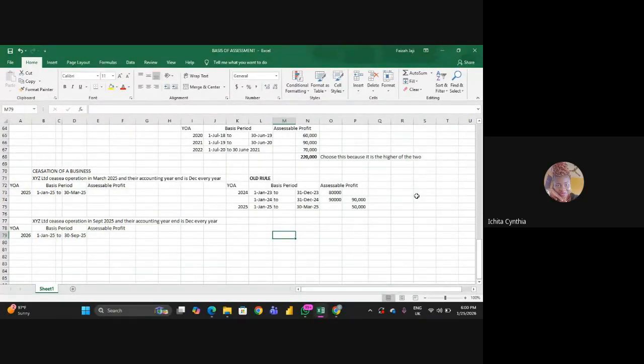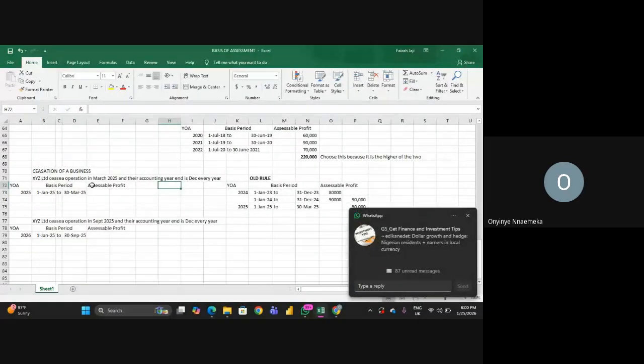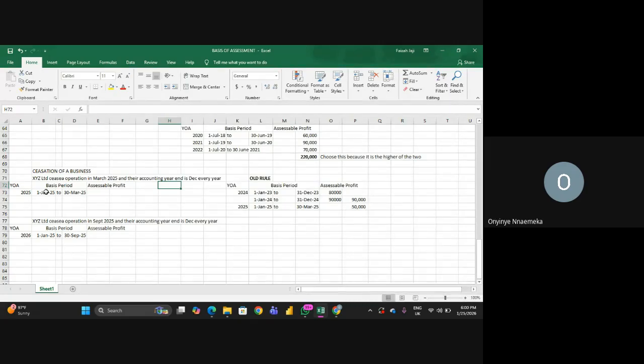Why did you start with January? The reason why we started with January in the new rule is because the accounting year of the company is January to December every year. And the rule says from the beginning of the accounting period to what? To the date of cessation. Okay, ma'am. Any other question?